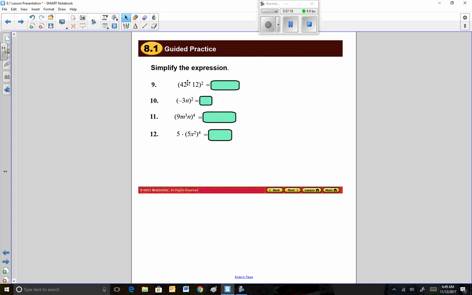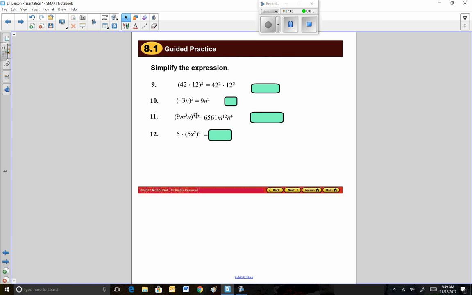All right, on this one, it should have been 42 to the second power and 12 to the second power. When you actually do that, there you go. And then we have negative 3 to the second power. Negative 3 times negative 3 is 9, so we have 9n to the second power. 9 to the fourth power, wow. You have to do 9 times 9 times 9 times 9. What do we get? 6,561 for that.